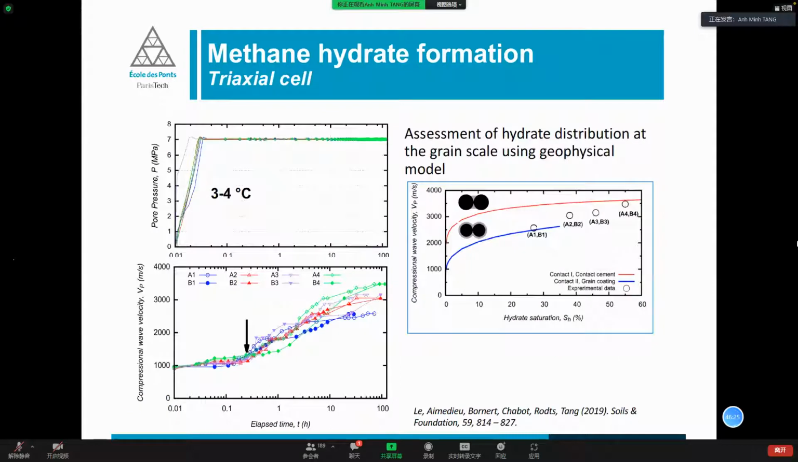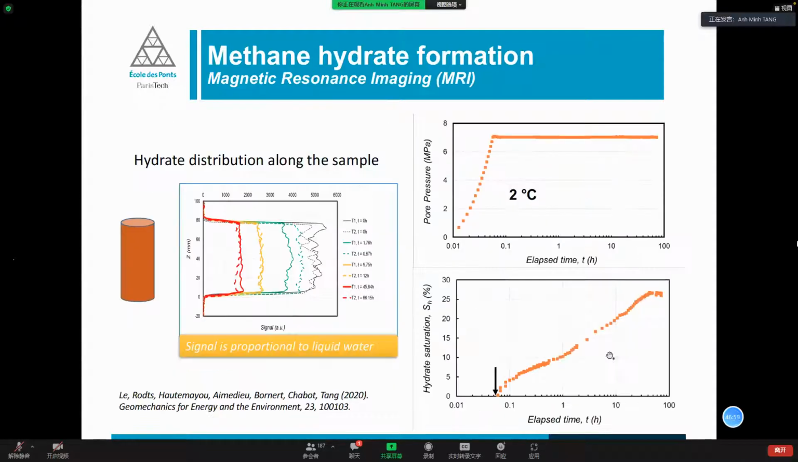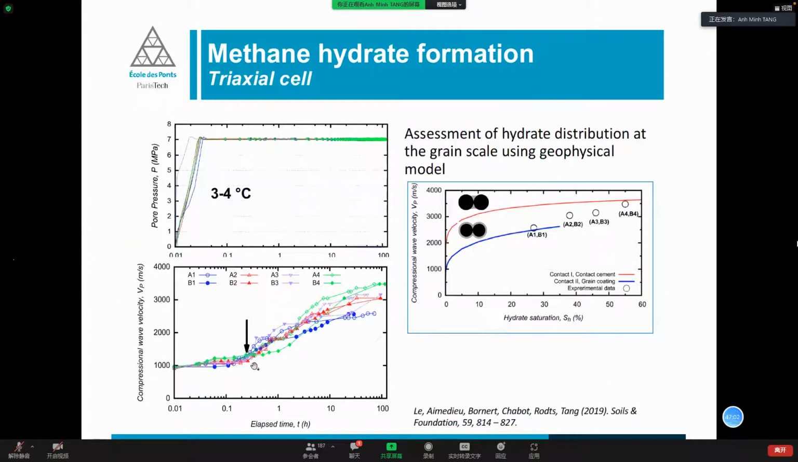So we say, okay, the sample is homogeneous. So what happened from the mechanical point of view? Again, here is the result where we increase the pore pressure at around three or four degrees, which forms hydrate. The mechanical properties are measured by the compressional wave velocity, which, as you may know, represents the stiffness of the sample. We see that the stiffness of the sample increases quickly, with the same kinetics that we observe for the hydrate saturation here.